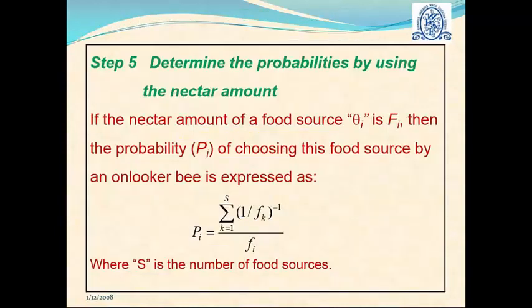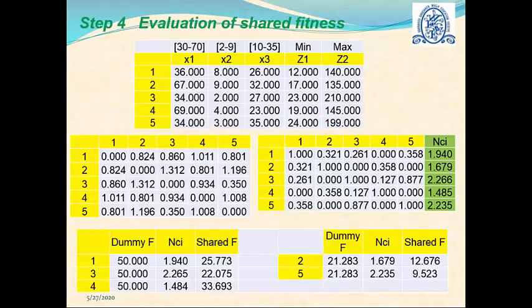What is the next step? Once we get this, we have to evaluate the shared fitness. So for shared fitness, what do we do? Let us consider this particular sample problem. Suppose we have 3 variables x1, x2, x3, and 2 objective functions z1 and z2. z1 is to be minimized and z2 is to be maximized, and the bounds of those variables are given to you.